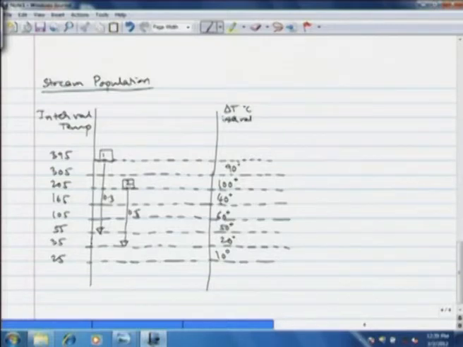The third stream goes from 25 to 165. It has a CP of 0.4, and the fourth stream goes from 105 to 305. It has a CP of 0.6.